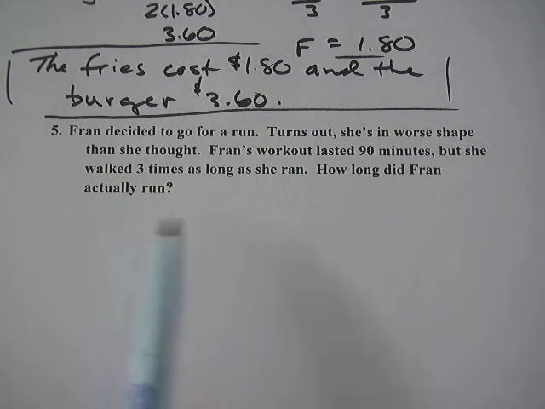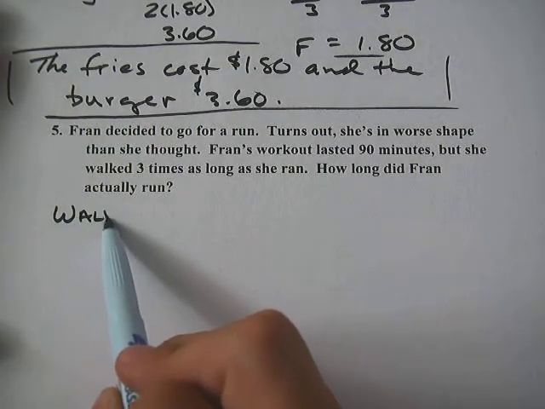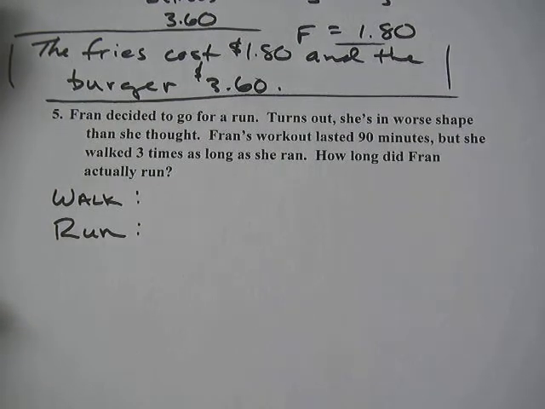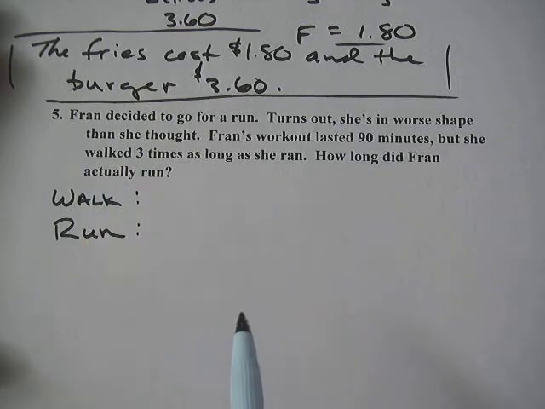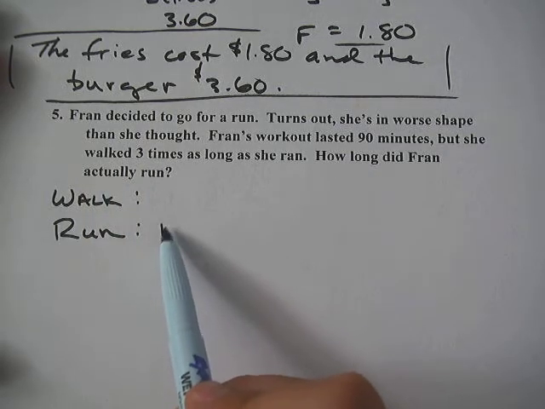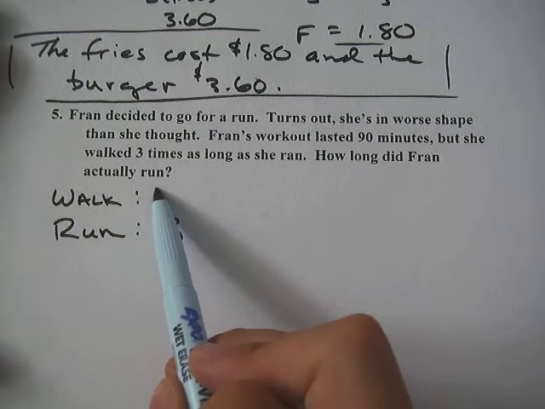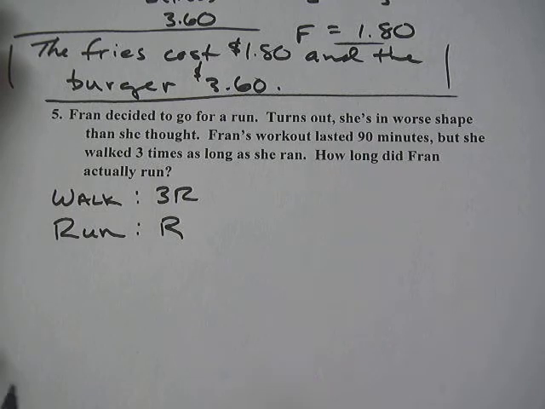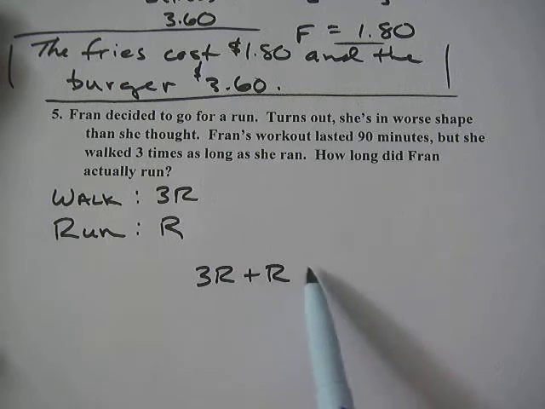So you got to kind of decipher what you're talking about here. Well, we're talking about Fran's workout, but she walked and she ran. So we're looking for those things. So let's talk about those two. Alright, so we have walking and running. So out of those two, which do we not know anything about? Well, it looks like here it says she walked 3 times as long as she ran. So we don't really know anything about her running. So we're going to talk about her run being R and her walking being 3R because it says 3 times as long.